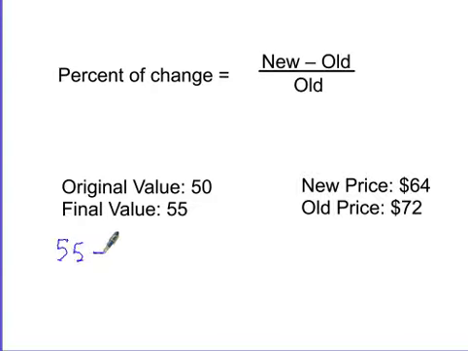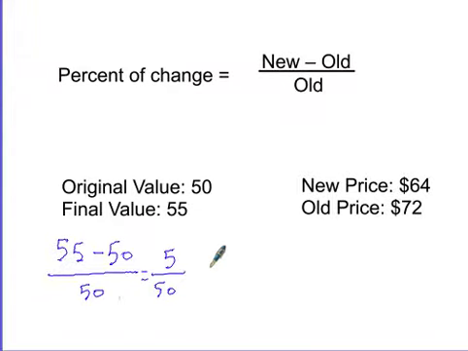55 minus 50 over 50. 55 minus 50 is 5 over 50. Now, we're talking about a percent, so I want that to be a percent. There's a couple of ways that you can go from here. I don't care how you do it. One way is to just divide. What's 5 divided by 50? It's going to be 0.10, right? And then we've got to change that to a percent. So 0.10 would be 10%, right?